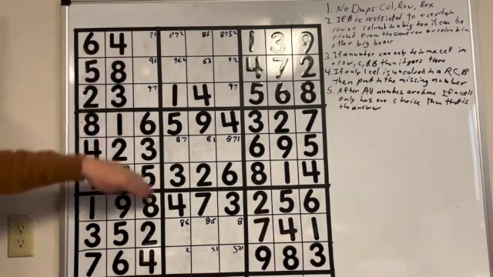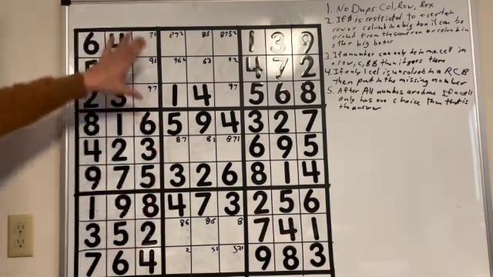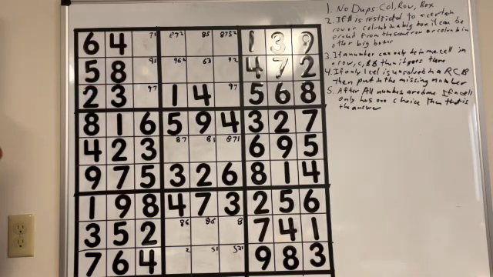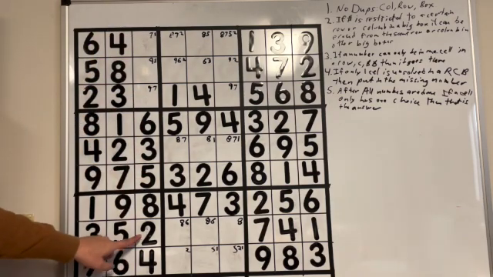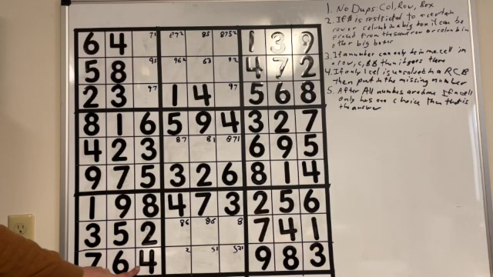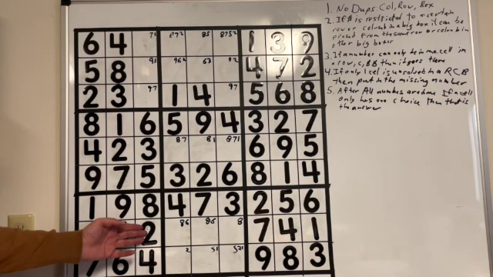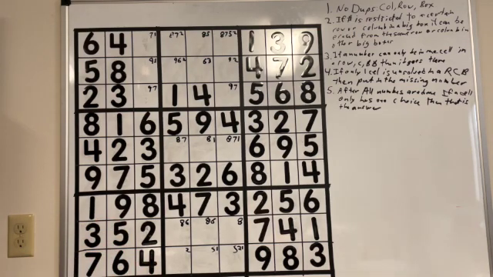Same thing with the big row here. Look at this. 3 options, 3 cells. If this was 2 4 and this was 2 4 1, we could erase the 1. Or if it was 2 4 and 2 4 7, we could erase the 7. Or 2 4 2 4 9, we could erase the 9.